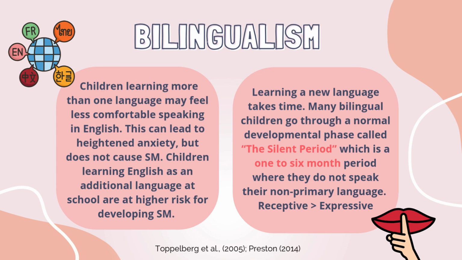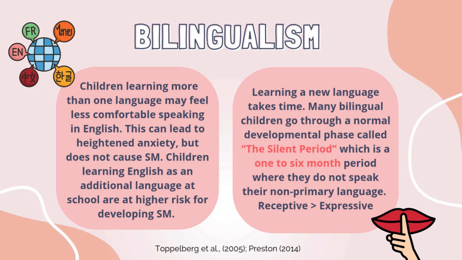As previously mentioned, we need to be sure that we don't misdiagnose a non-speaking child who is simply learning English as an additional language. So bilingual children may not yet have a comfortability with English, which can contribute to an apprehension around speaking it. This can lead to a heightened anxiety in situations where speaking English is expected, such as at school. Research has shown that bilinguals are at higher risk for developing SM. However, bilingualism alone would not be the cause.